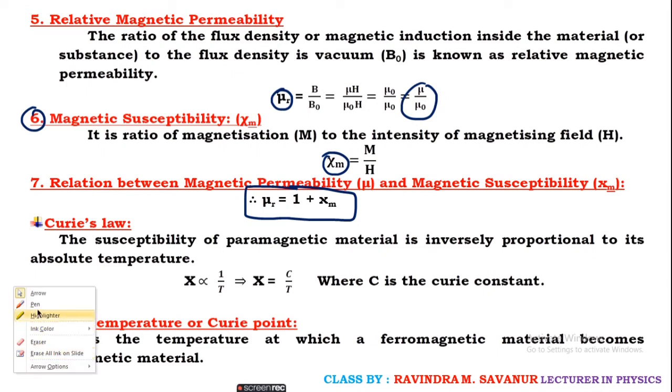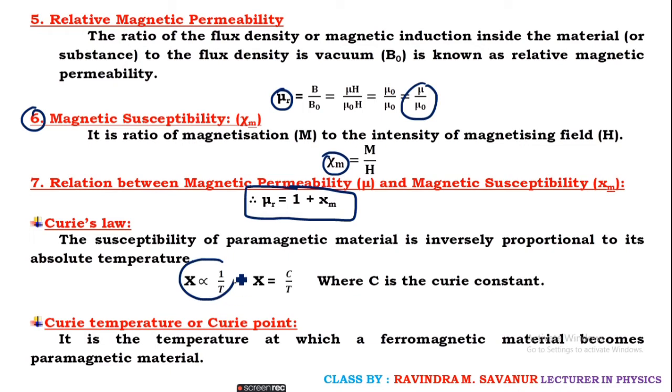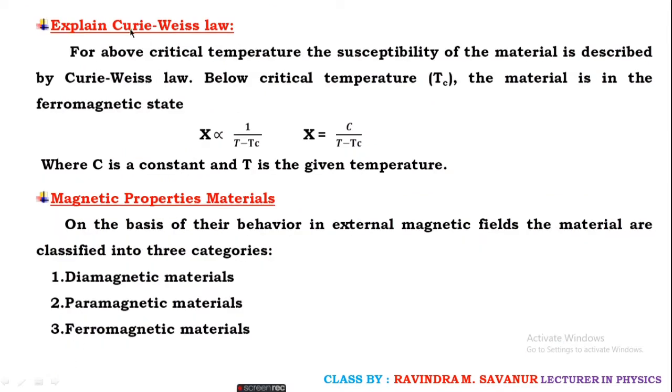Curie law. The Curie law tells that the susceptibility of a paramagnetic material is inversely proportional to the absolute temperature, and chi equals C by T. Next, Curie temperature. It is the temperature at which the ferromagnetic material becomes a paramagnetic material. Next, we are going to discuss para, ferro and dia. This is the explanation about the Curie-Weiss law. Just go through the expression.